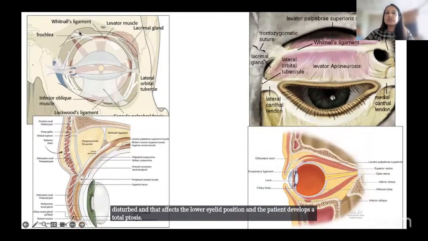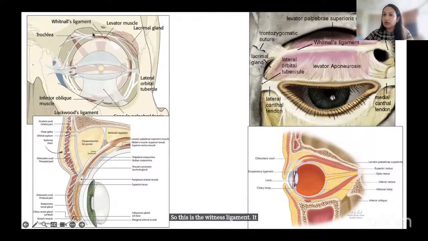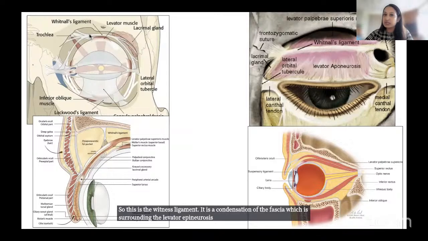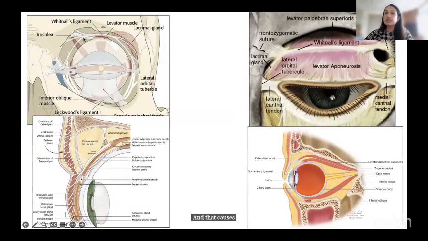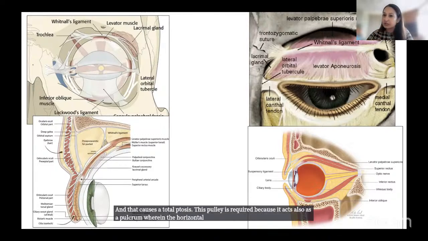So this is the Whitnall's ligament. It is a condensation of the fascia, which is surrounding the levator aponeurosis. It runs transversely about 4 millimeter posterior to the rim. So you can see the rim here, and this is the Whitnall's ligament. So when you recreate the rim with a titanium mesh, you tend to damage this system, and that causes a total ptosis. This pulley is required because it acts also as a fulcrum wherein the horizontal fibers of the levator turn into the vertical aponeurosis.